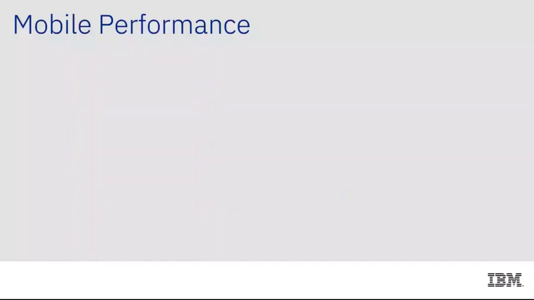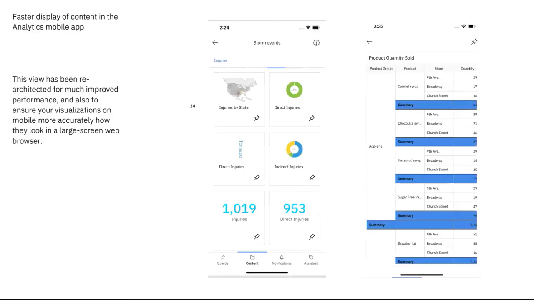We had some mobile improvements in this release, mostly around performance. This is particularly on the content tab where you load dashboards in the mobile app. That's been entirely re-architected. So this sees not just a big performance boost from the previous versions of the mobile app. You'll also see that the way that visualizations are rendered now is going to be much more consistent with how they would show up in your regular desktop browser. For example, the coloring and the conditional highlighting in tables will now be totally consistent.